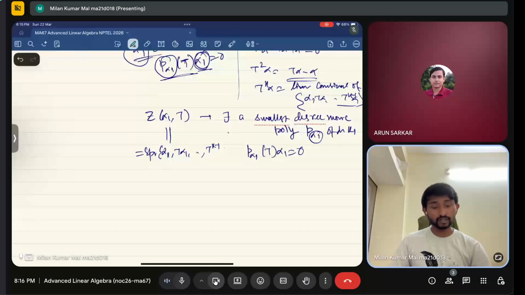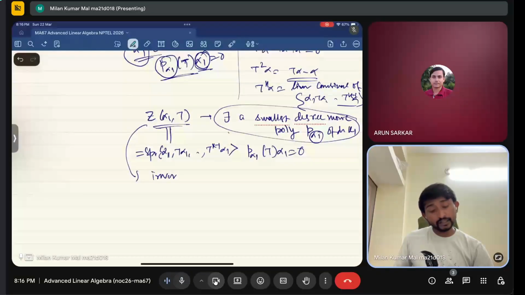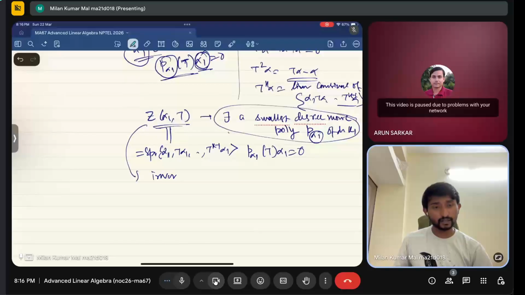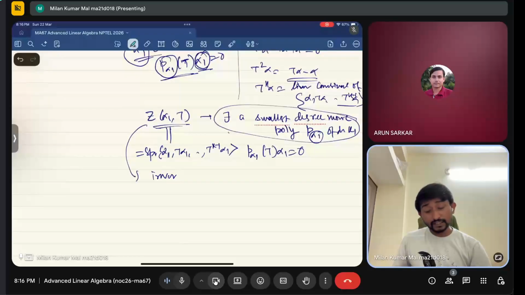One side will give the other, something like that. There exists a smallest reducing subspace, a smallest degree monic polynomial of degree k1, which will send this one. And if the degree is k1, then this space is actually spanned by these, and these are linearly independent vectors. So now, as I have said, this is invariant under T, right?